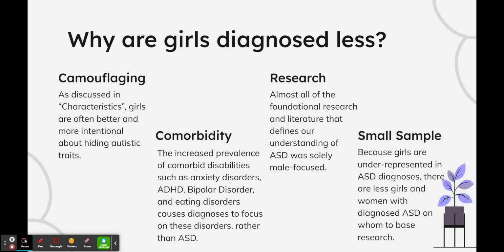It's also worth noting that all of the research that makes up the foundation for scholastic literature on autism was male focused. Because of this, and because girls are already underrepresented, there is less research on women and fewer women on whom to base research.